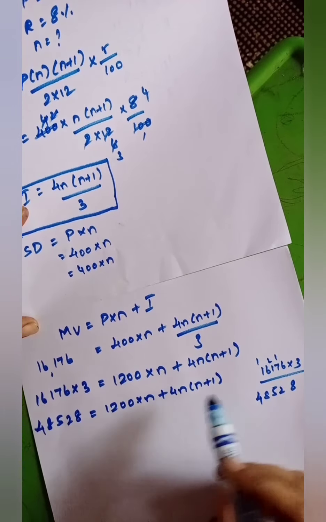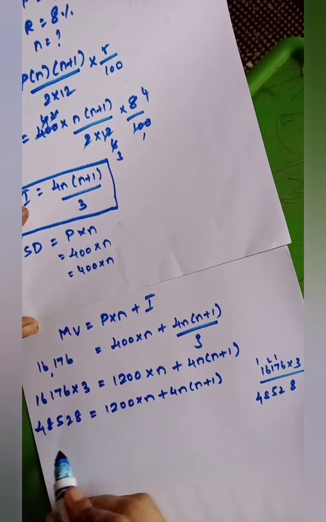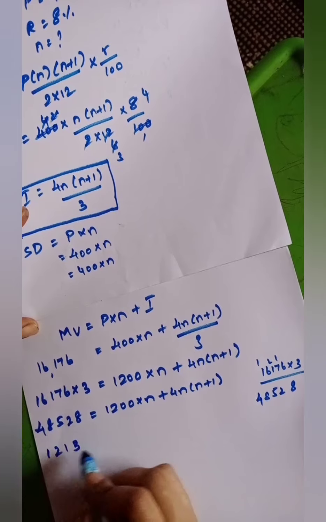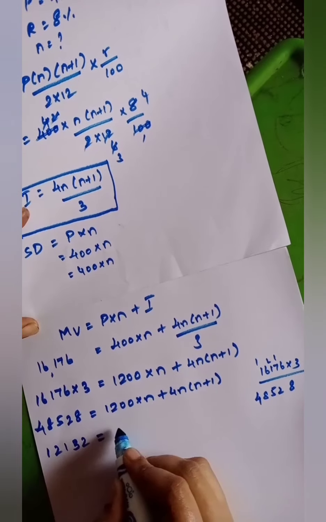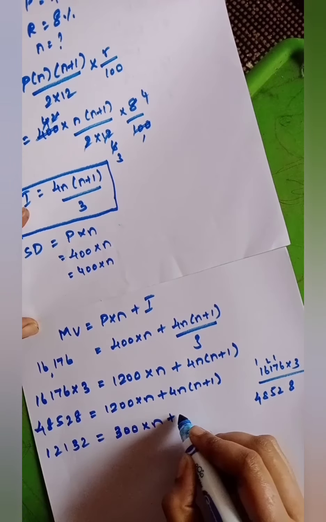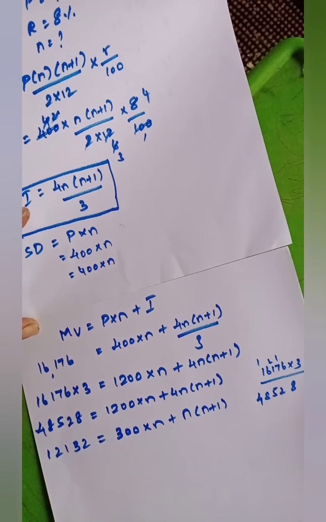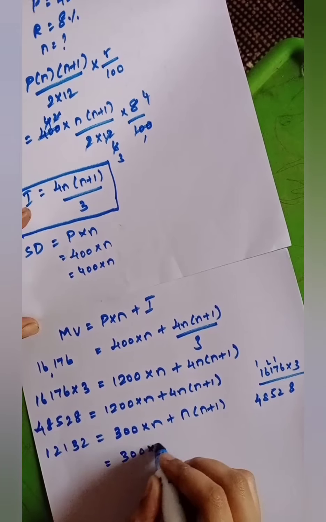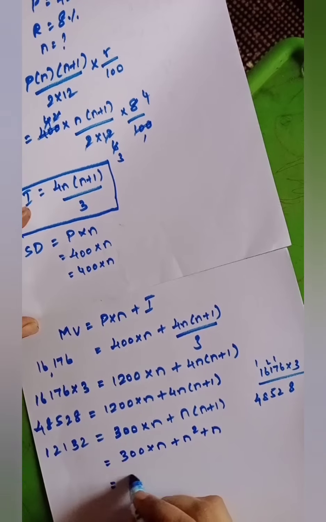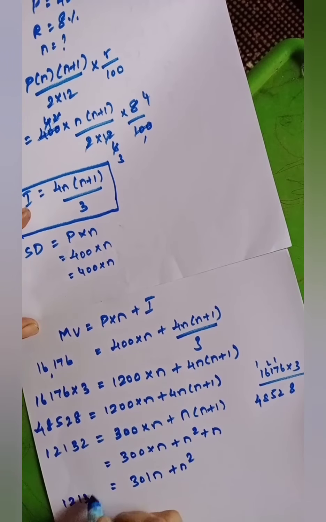Now we have to divide this step by the number 4. So if we divide by 4: 4 1s are 4, 4 2s are 8, again 4 1s are 4, 4 3s are 12, 4 2s are 8. That is 12,132 equal to 300 into N plus N into N plus 1. Therefore 300 N plus N square plus N, that is 301 N plus N square.